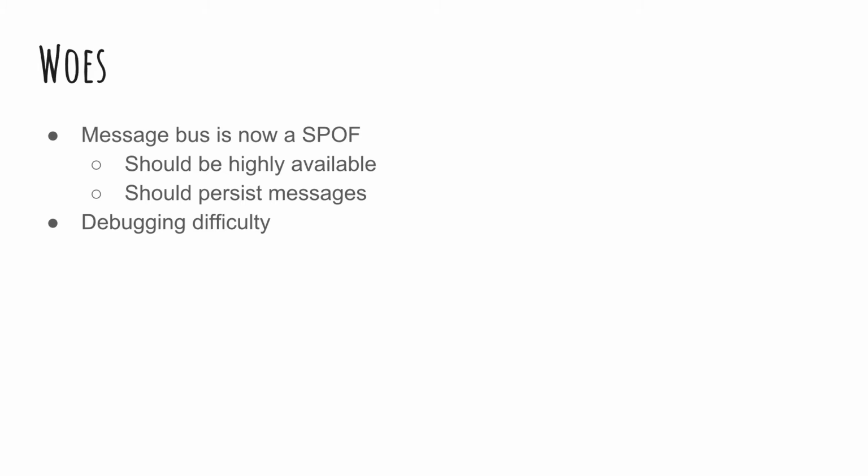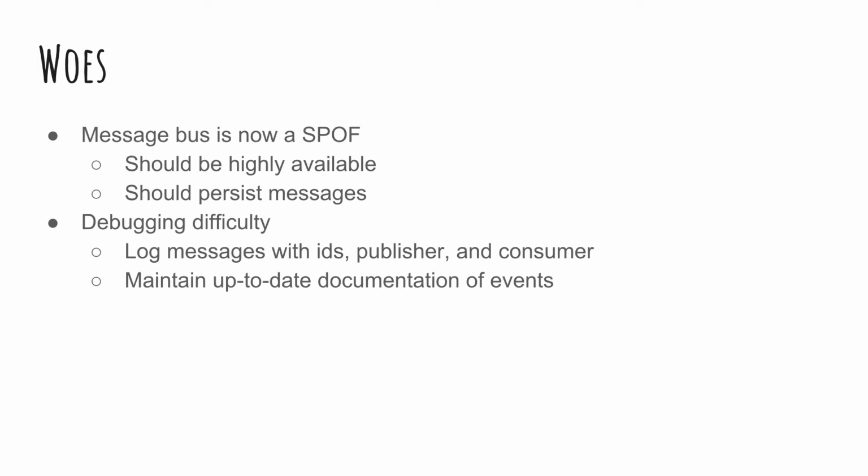There's not one place in the code where we can look to see flow. We can't see A, B, and C happen in sequence. So we need to make sure we have really good logging practices. We want to log every message with a transaction ID, who's published the event, and who's consuming the event. We also want to make sure we have up-to-date documentation of these events and the flows. If you've done number one, it's relatively easy to make this documentation dynamically update itself.